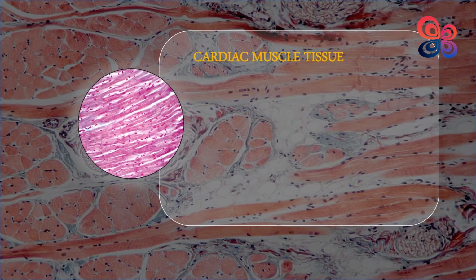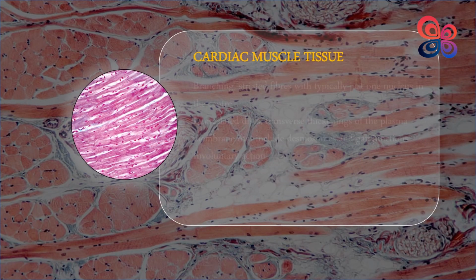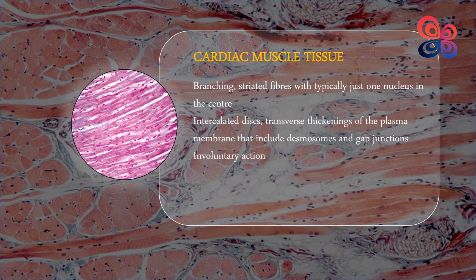Heart muscle tissue is made up of branching, striated fibers, with typically just one nucleus in the center. Intercalated discs, transverse thickenings of the plasma membrane that include desmosomes and gap junctions, connect one end to the other. Desmosomes help tissues to withstand forceful contractions by stabilizing the fibers. Gap junctions offer a fast path for electrical signals or muscle action potentials to travel throughout the heart.